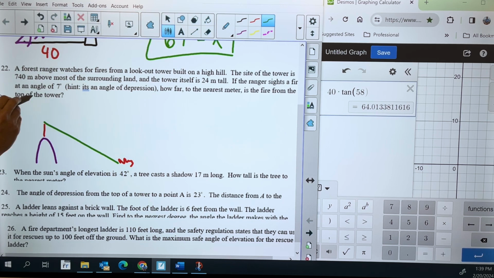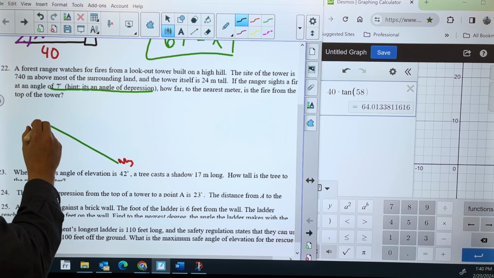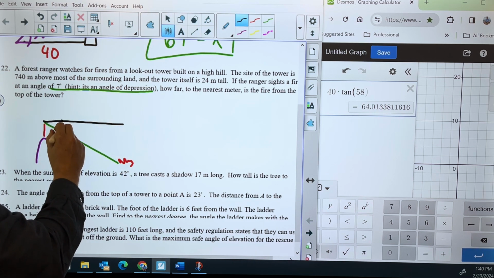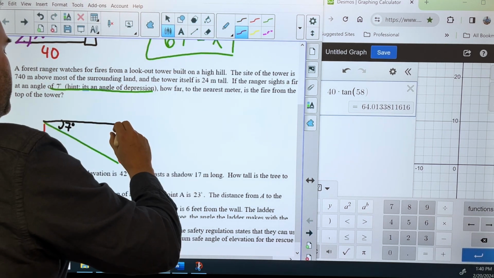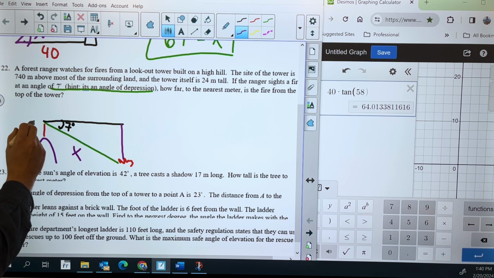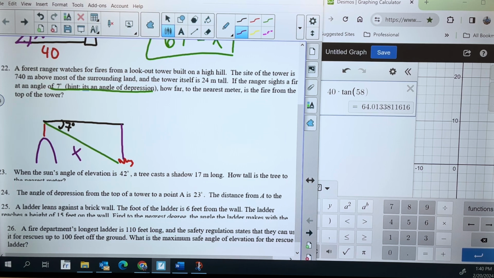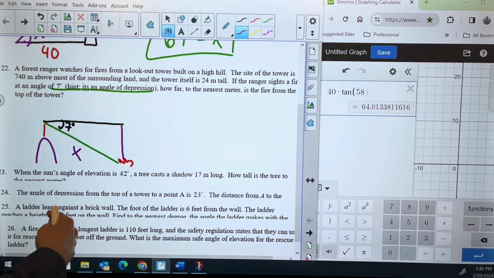So we've got an angle of 7 degrees, hint, it's an angle of depression. So we want to make sure that we are measuring down 7 degrees right there. And we are wondering, let's see, how far is the fire from the top of the tower? So we're wondering about this green line right here, because that would be the measure of distance from the top of the tower.